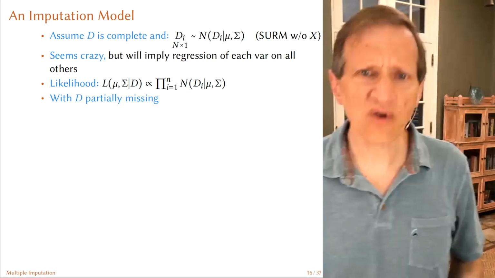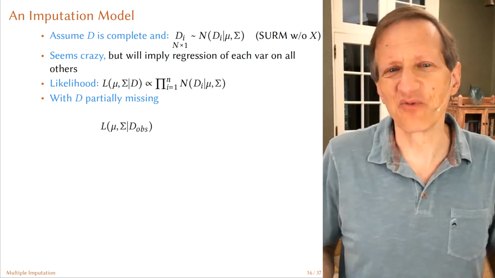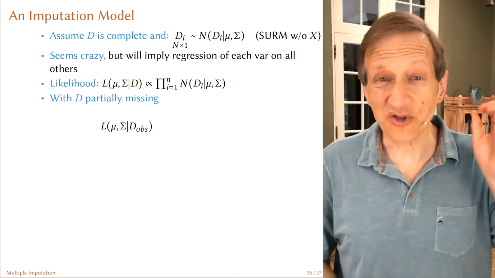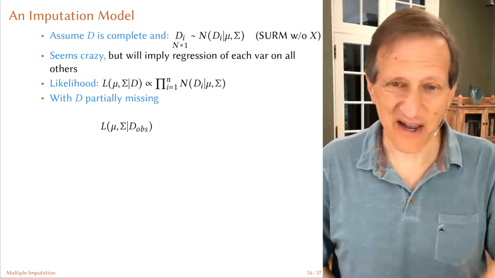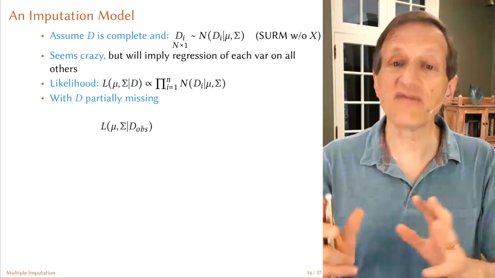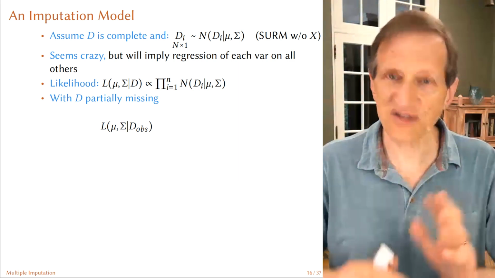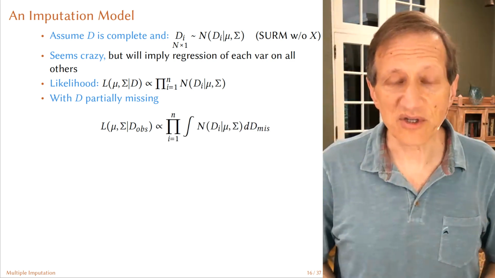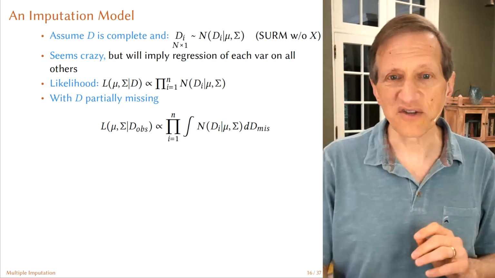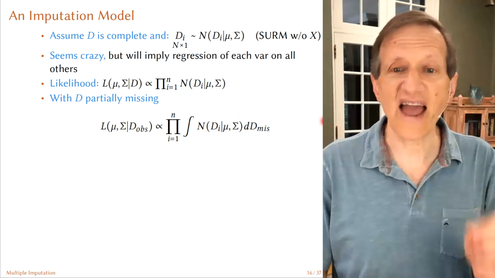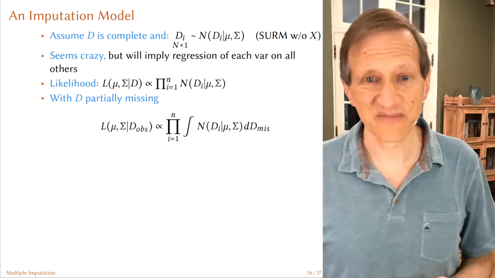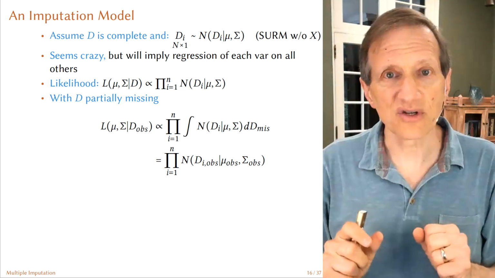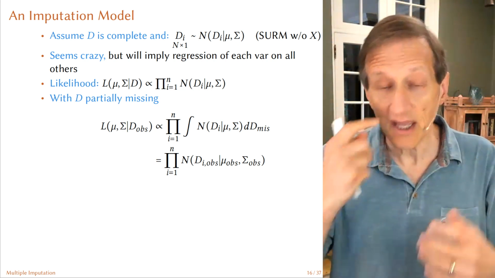Now, what do we do if we only observe part of D? Well, what we want is the likelihood function of the 2 parameters, mu, which is a vector, and sigma, which is a matrix, given just D obs. That's the definition of the likelihood function applied to this case. Product over the n observations, but instead of the full multivariate normal distribution, you integrate out the missingness matrices.